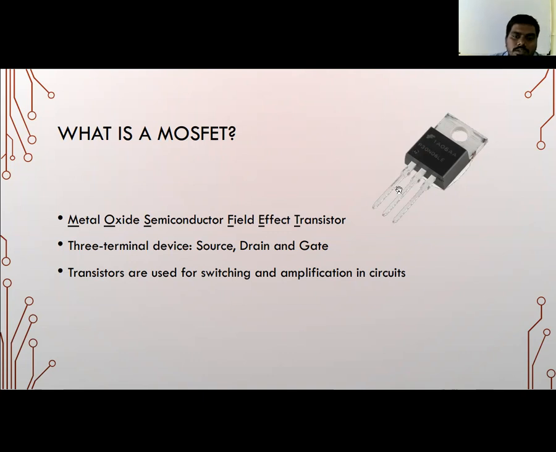As the name says, there will be one source terminal, there will be one drain terminal. Drain means where the draining happens, and there will be a gate terminal, through which you can control this MOSFET. Transistors are used for switching and amplification in the circuit. So if anybody asks what is a MOSFET, a MOSFET is a transistor which is used for switching and amplification purposes in a circuit.